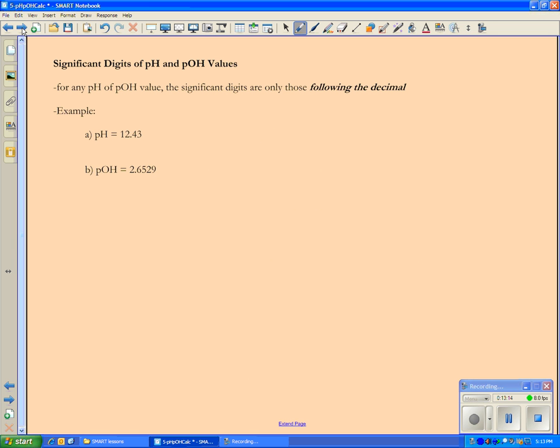The last thing you need to consider is the significant digits of pH and pOH values. The rules for significant digits for these two numbers, because they are based on the log scale, are a little bit different. If you have a pH or a pOH value, the significant digits are only the digits that follow the decimal. So in the first pH value that's given here, 12.43, the 4 and the 3 are the only two significant digits in this number.